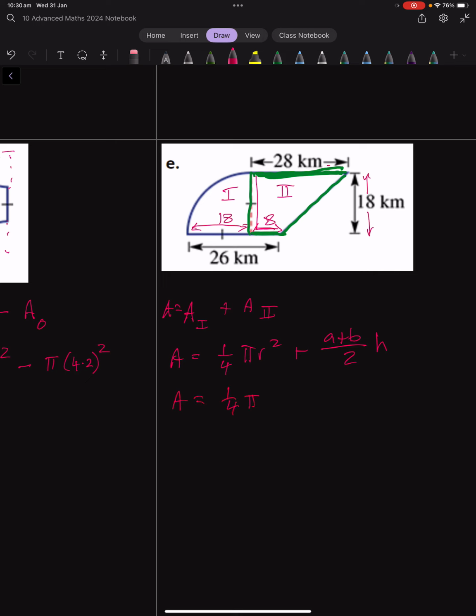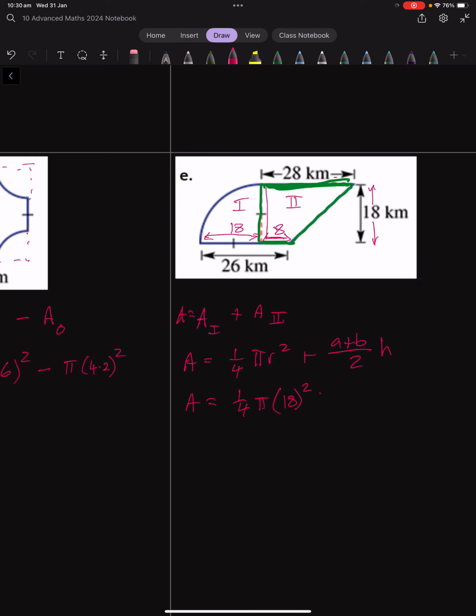1/4 pi by 18 squared plus A plus B, I've got 8 plus 28 divided by 2, find the average of those, and then I'm multiplying that by 18. And that's going to give me my answer. 18 squared, 324. Then I've got to divide it by 4. That's going to give me 81 pi.